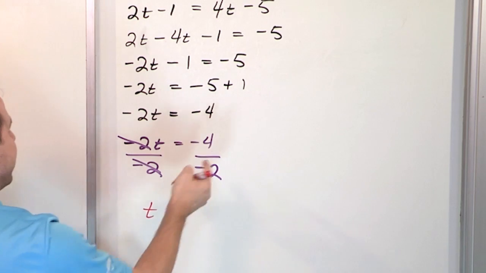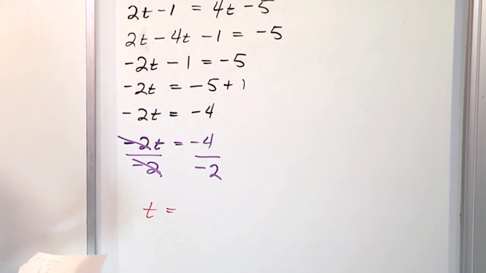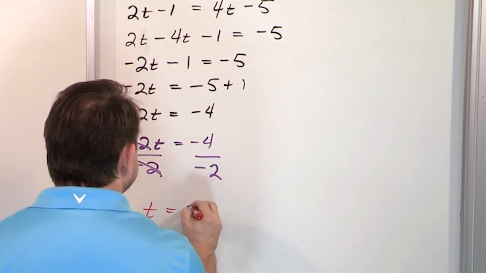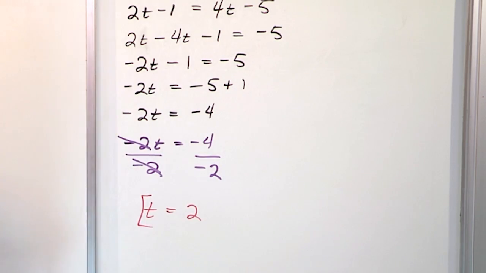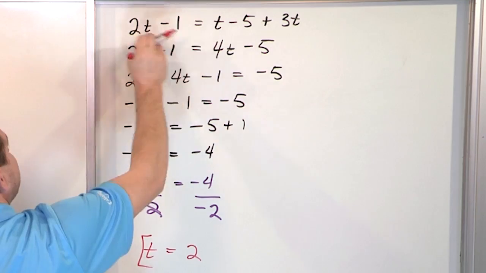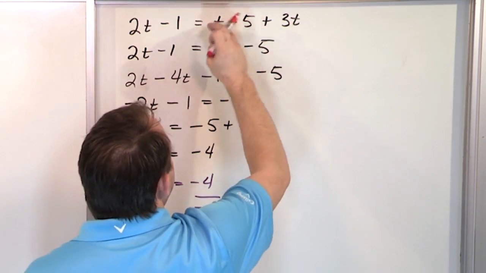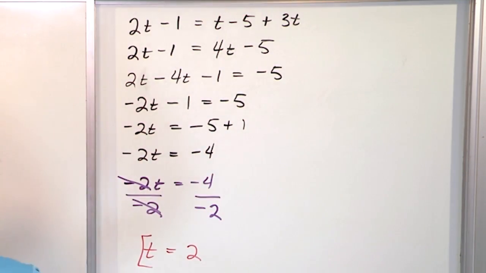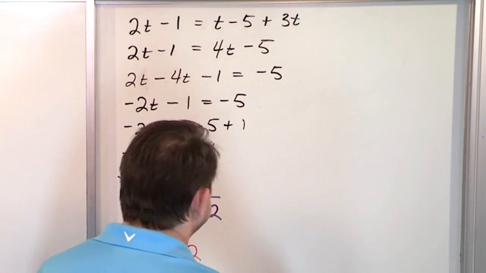What do we have on the right? 4 divided by 2 is 2, and negative divided by negative is positive 2. So the answer is t is equal to 2. And I'm not going to go through it, but if you take 2 and stick it in here and calculate it, you'll find that both sides of the equal sign are exactly the same. So t is equal to 2.